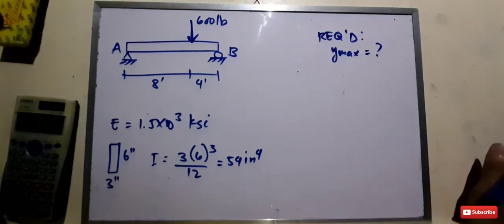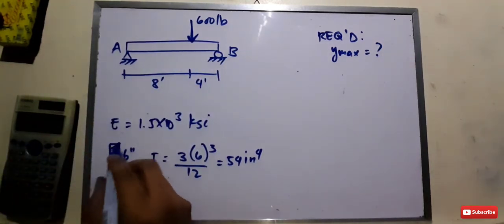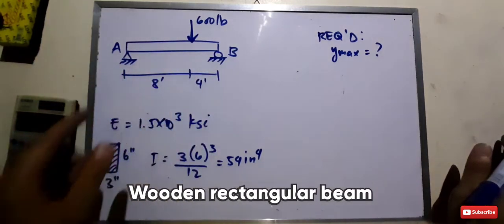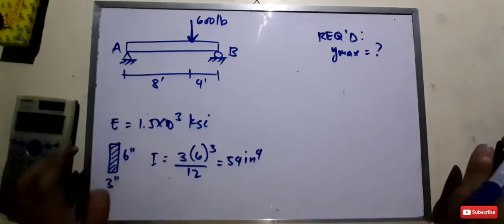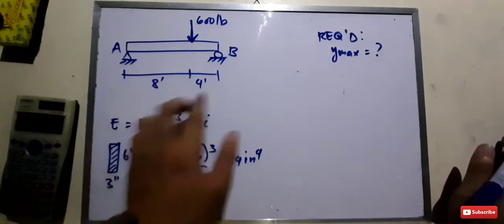For this problem, we're given the following data: we have a rectangular beam, which is a wooden beam, a simply supported beam with a single concentrated load of 600 pounds. So we have a pin support at A and a roller support at B. The dimensions are also given.